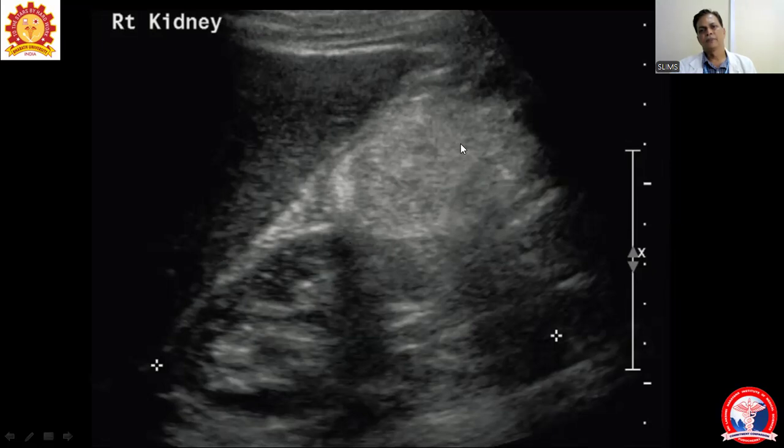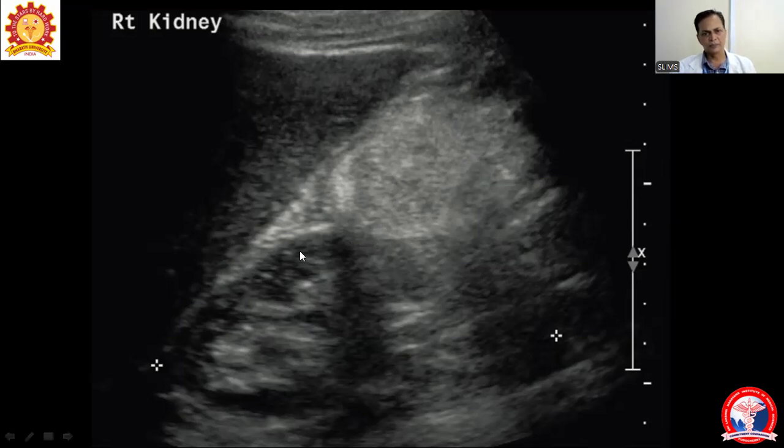This intensity and this kind of echoes suggest a fat-containing mass. So again, a case of angiomyolipoma on ultrasound. On ultrasound, it is seen differently. On CT scan, it was hypodense, or on the darker side compared to the renal parenchyma.